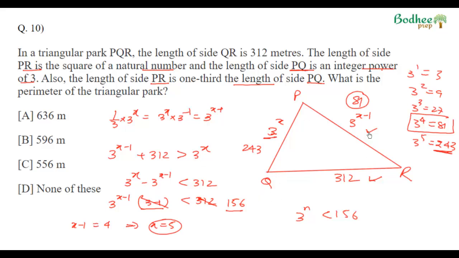So these are the three sides, and we have been asked about the perimeter. So we have to add 81, 243 and 312. So I'll just take the help of calculators. So 312 plus 243 plus 81 comes out to be 636. So option A becomes the right answer.